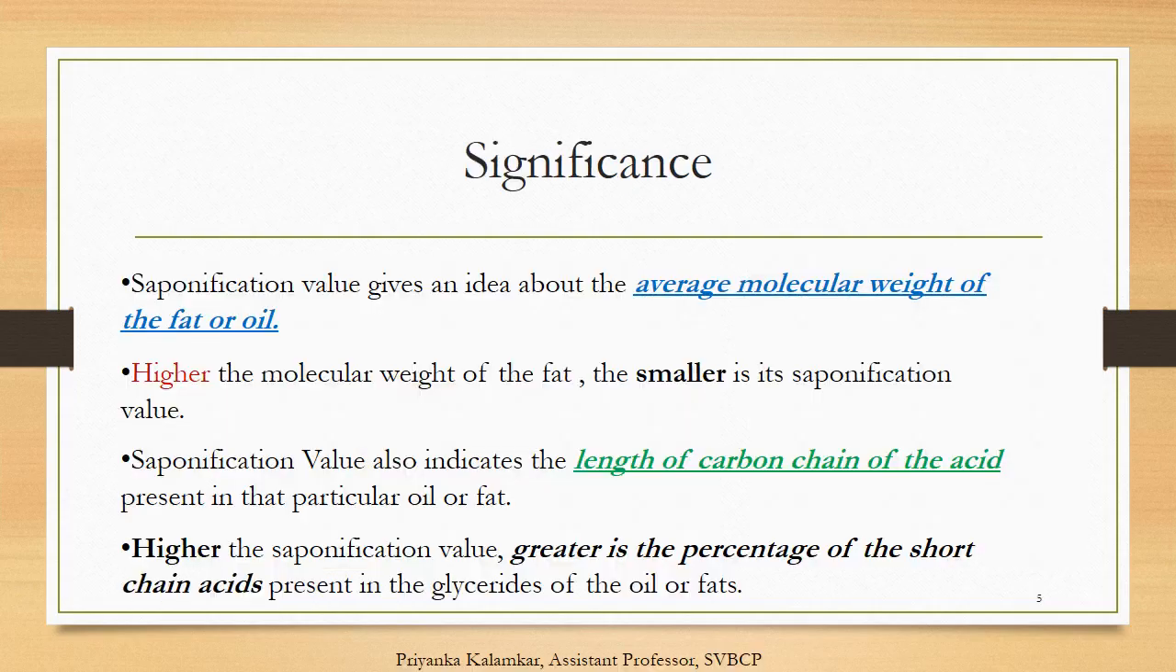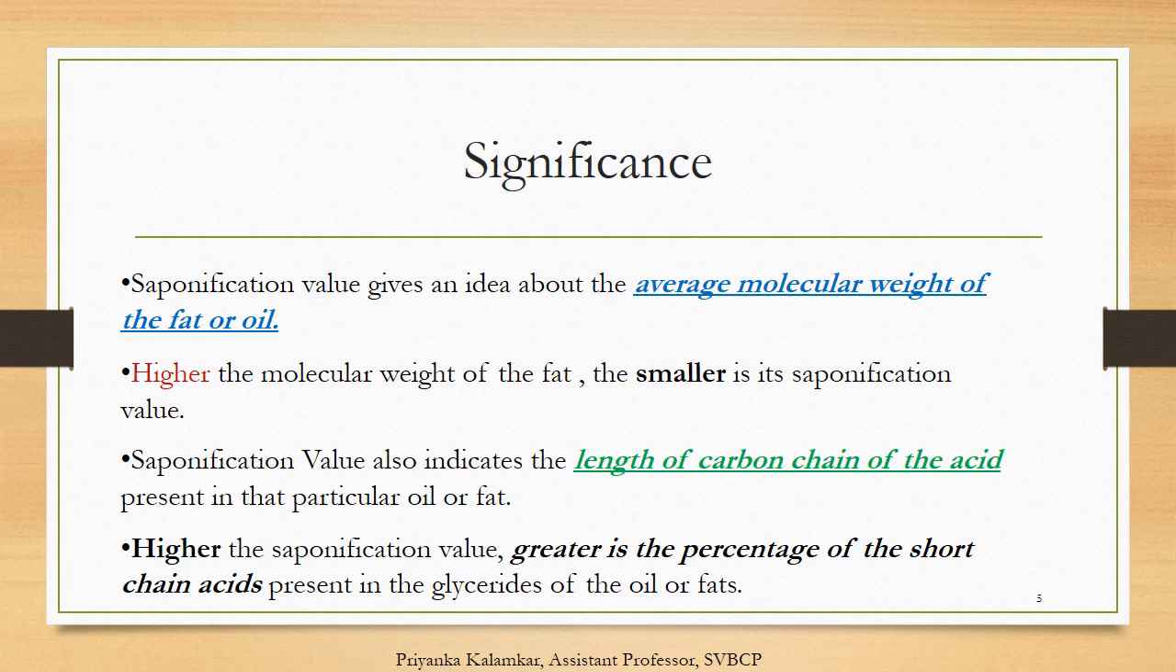Now, the main important thing in saponification value is what is the significance of saponification value. So significance is, first, it gives an idea about average molecular weight of fat or oil. So higher the molecular weight of the fat, smaller is its saponification value. Second point is length of the carbon chain of the fatty acid present in that particular fat or oil. So you can say higher the saponification value, greater is the percentage of short chain fatty acid present in that triglyceride molecule.